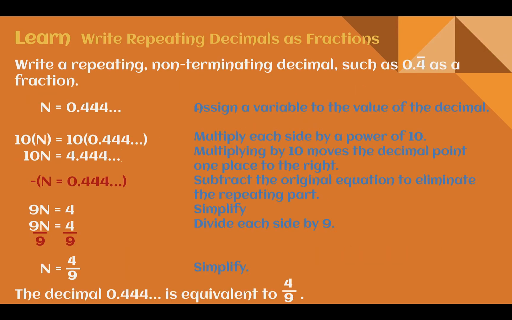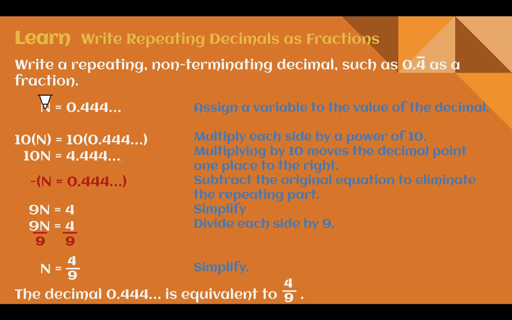Let's learn. Write repeating decimals as fractions. Write a repeating, non-terminating decimal, such as 0.4 repeating, as a fraction. So here, we are working our way backwards instead of starting as a fraction and checking to see if it's a repeating decimal. We know that it's a repeating decimal, and we need to figure out what the fraction is. So to do this, we're going to end up multiplying, subtracting, and then dividing. And it's kind of the same steps no matter what the repeating decimal is.